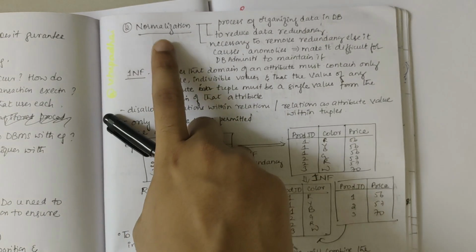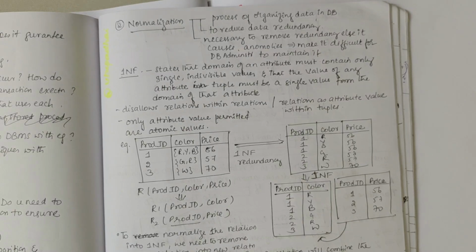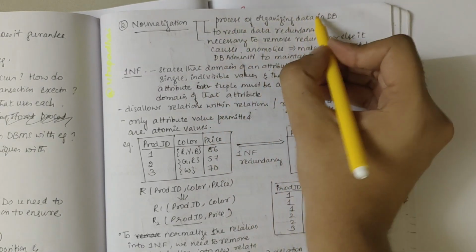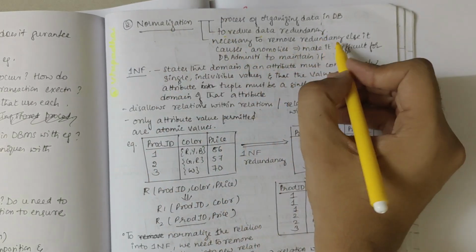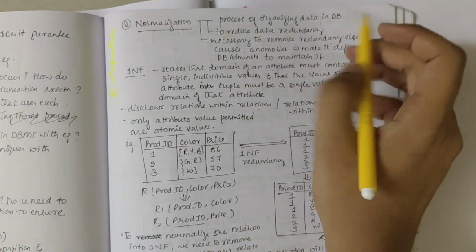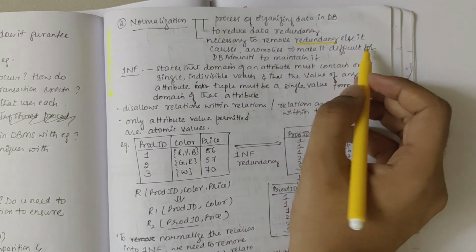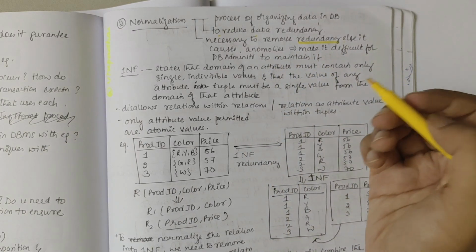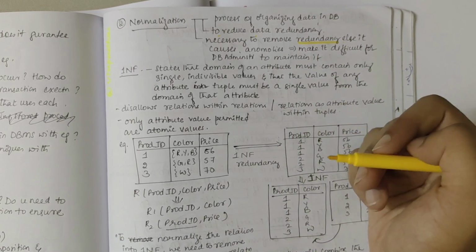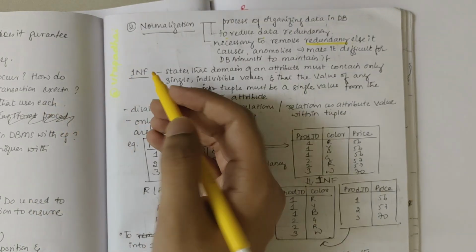Now we'll look into the normalization topic. Normalization is the process of organizing data in a database, so we try to reduce the data redundancy. It is necessary to remove the redundancy, else it can cause anomalies. If anomalies occur, then it makes it difficult for the database administrator to maintain it, and even for the users to execute queries, it takes a longer duration or it becomes complex. So we'll start with 1NF.